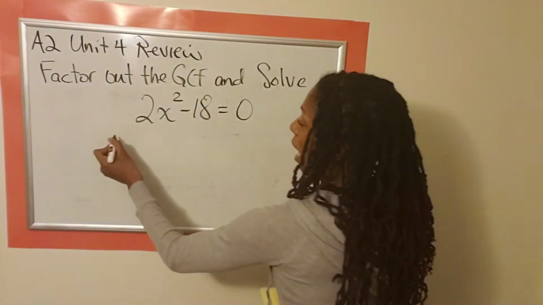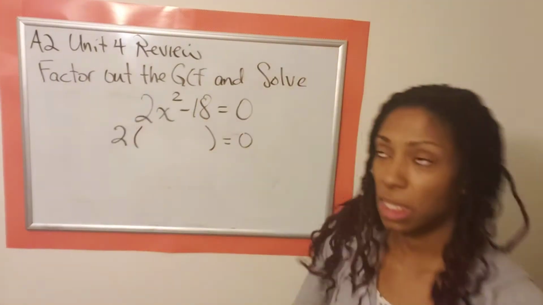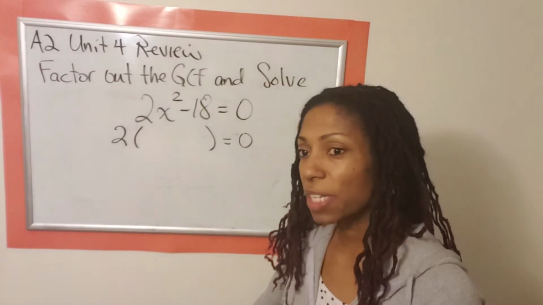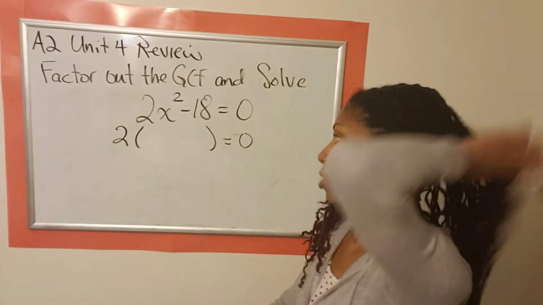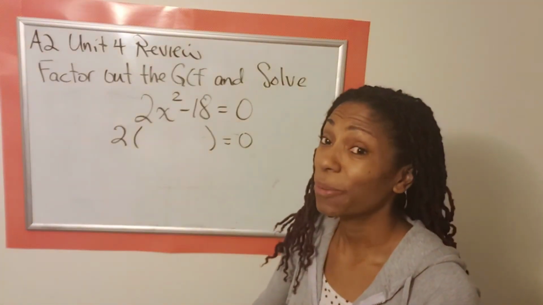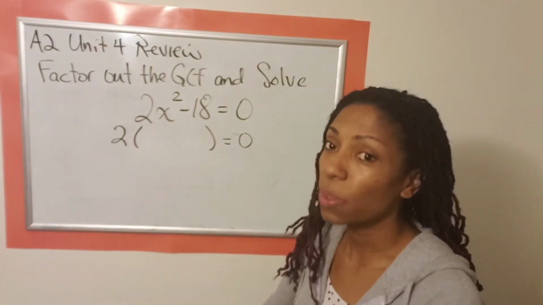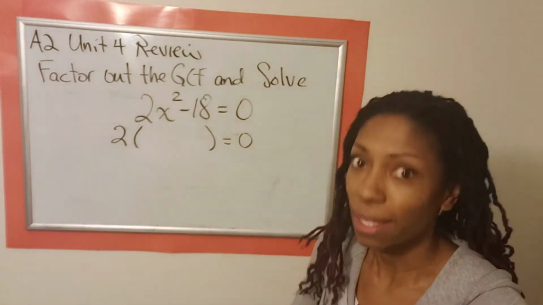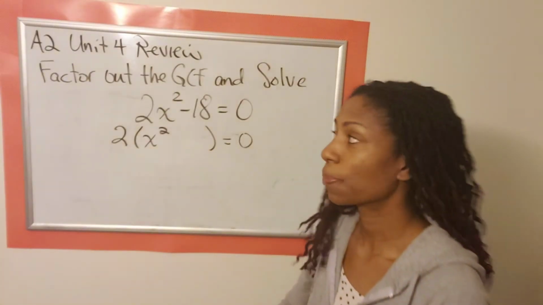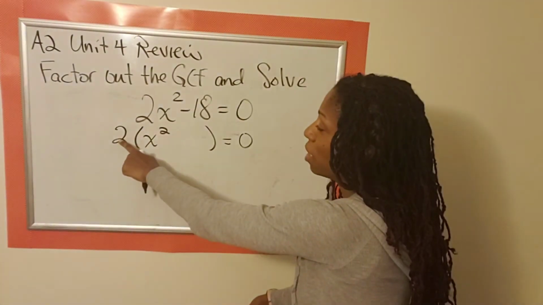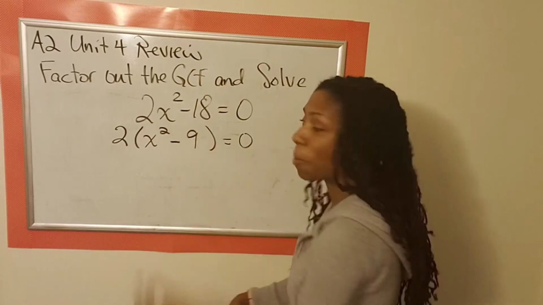So we're going to factor out the GCF and write the remaining terms in the parentheses. So factoring is like multiplying in reverse, okay? It's the opposite of multiplying. So we're going to pretty much be dividing, all right? So what do you have to multiply 2 by to get 2x squared? X squared. So we'll write x squared in there. And then what do I have to multiply 2 by to get negative 18? Negative 9 or minus 9.